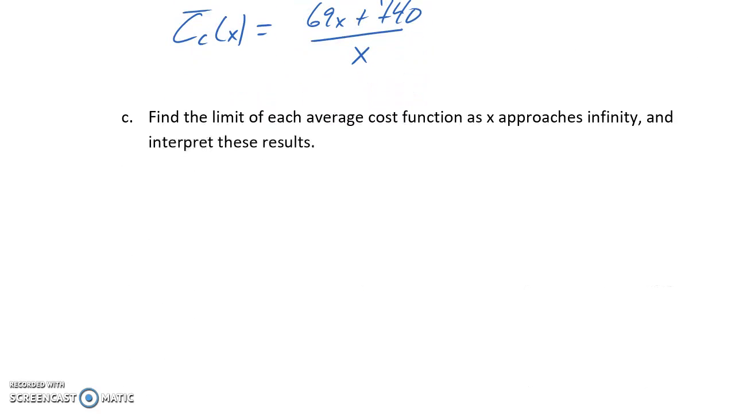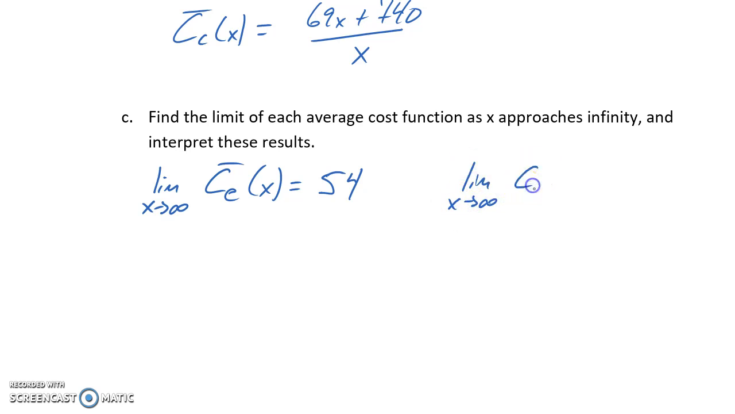In the last piece of the problem, we want to find the limit of each of those average cost functions as x approaches infinity, and then interpret that result. So again, using the techniques from the last video, we could find the limit of the average cost function for the energy efficient model as x approaches infinity, and we would get 54. We could also take the limit as x goes to infinity of the average cost function for that conventional model, and in this case we would get 69.